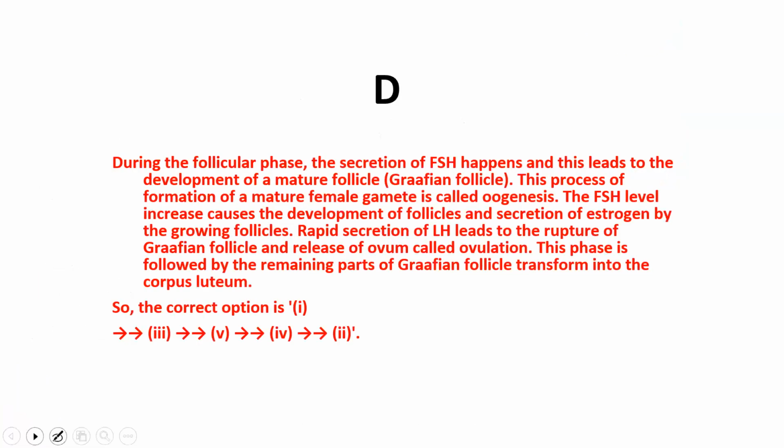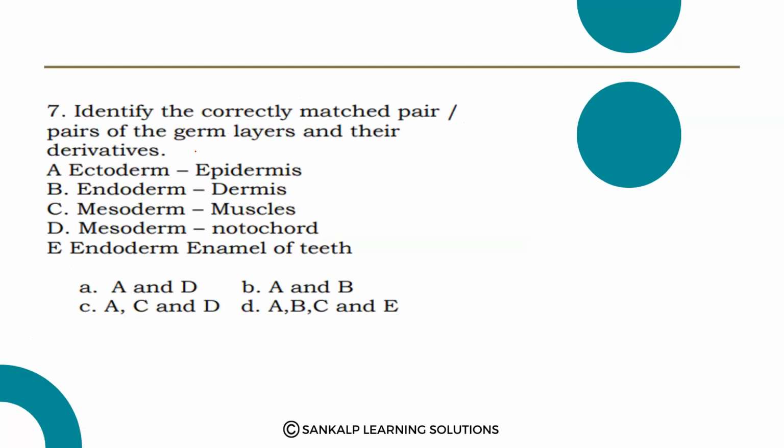Fine. Option D. Seventh question goes like this. Identify the correctly matched pair or pairs of the germ layers and their derivatives. Ectoderm forms epidermis. Endoderm forms dermis. Mesoderm forms muscles. Mesoderm forms notochord. Endoderm forms enamel of teeth. So these are the matched pairs. Out of this, you have to answer which are correctly matched pairs.